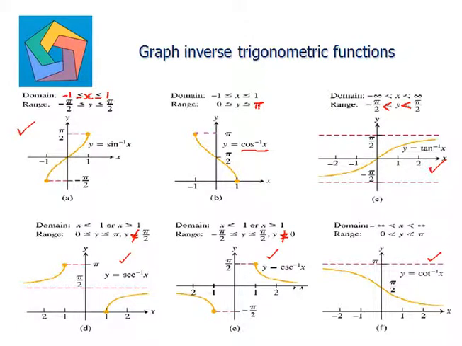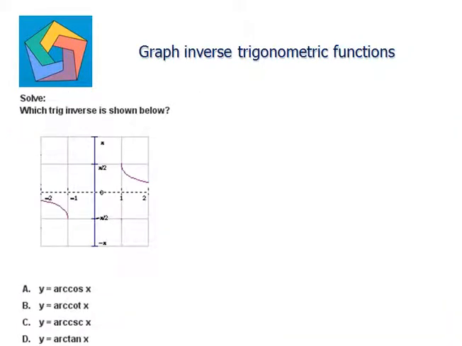So let's look at the problems now. Solve which trig inverse is shown below. One branch is going like this and the other is going like this. As we saw in the figures, this is the graph of the cosecant inverse function. So our answer is C, arc cosecant x.